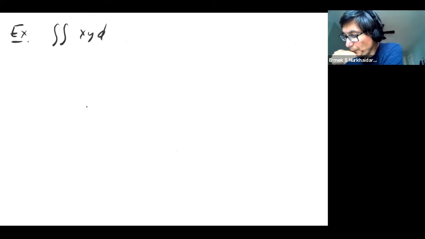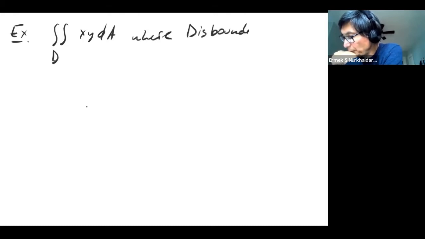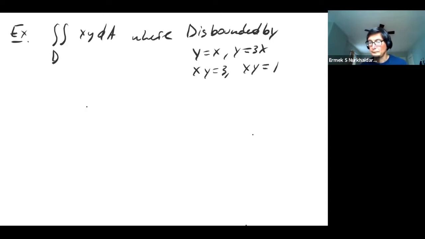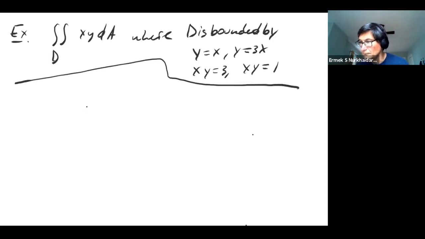Say we want to calculate the double integral of x times y dA over region D, where D is bounded by straight lines y equals x, y equals 3x, and two hyperbolas, x times y equals 3, and x times y equals 1. Okay.